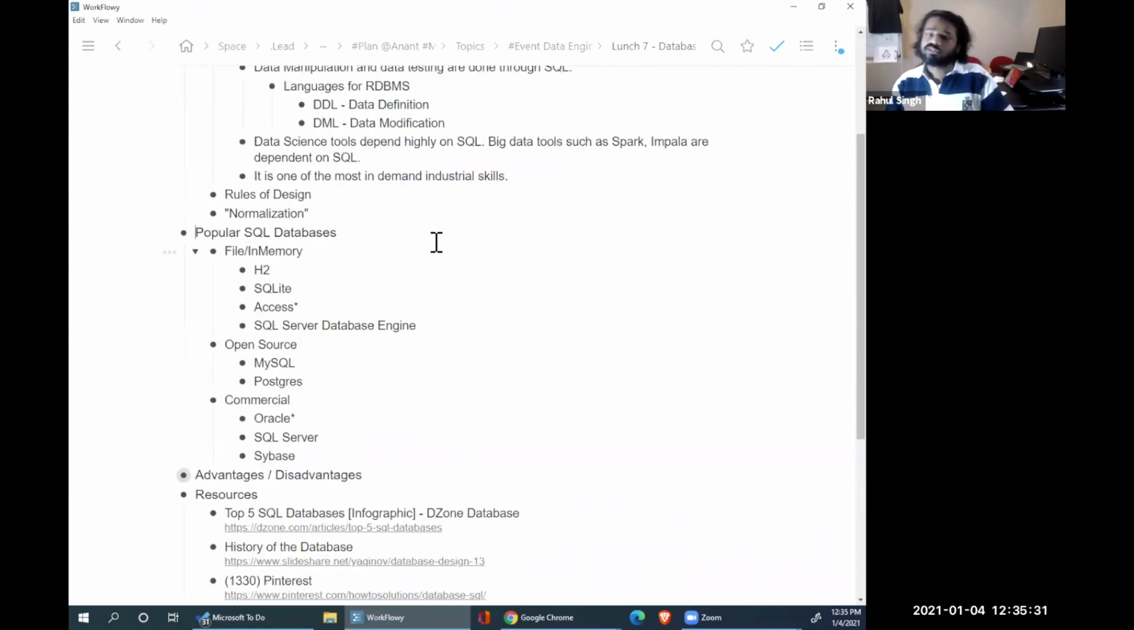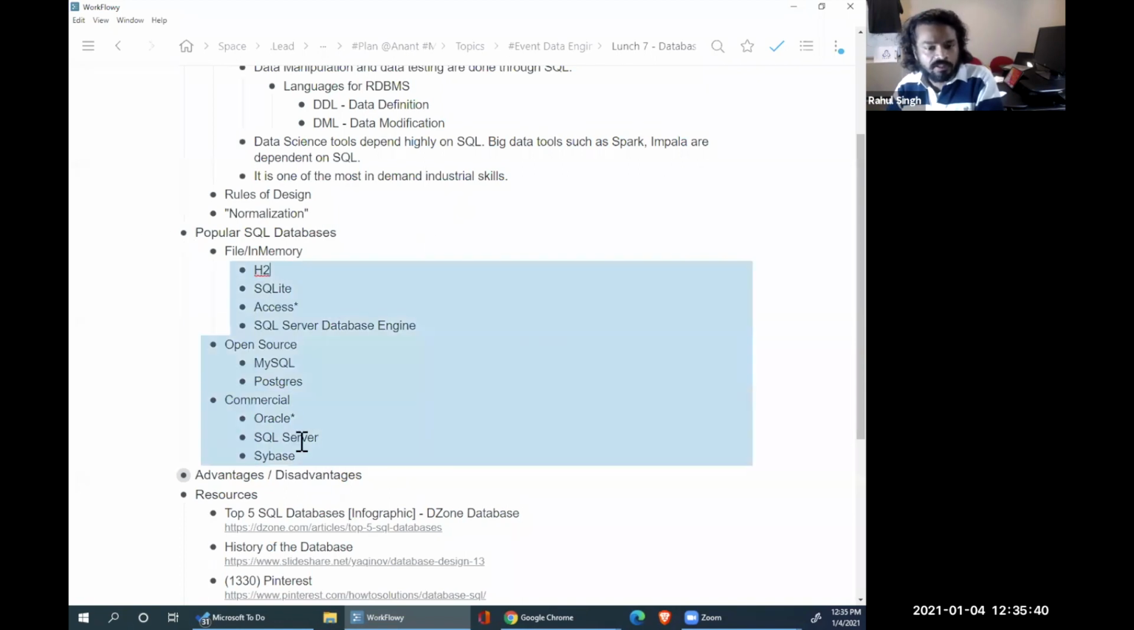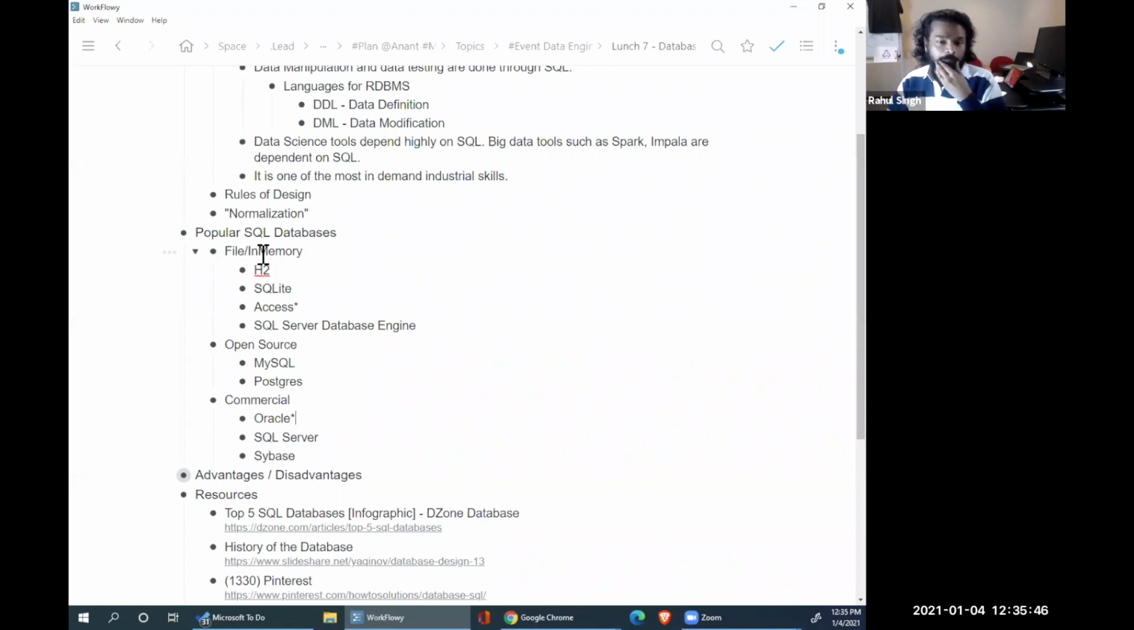So, popular SQL databases. There are lots and lots of SQL databases, like too many. But these are the ones I still see in use at work and on open source projects. H2 is a Java in-memory database, which you can basically only use in Java. SQLite is another file-based database that you can use with a lot of different programming languages.